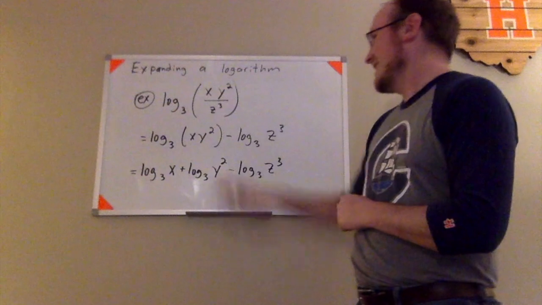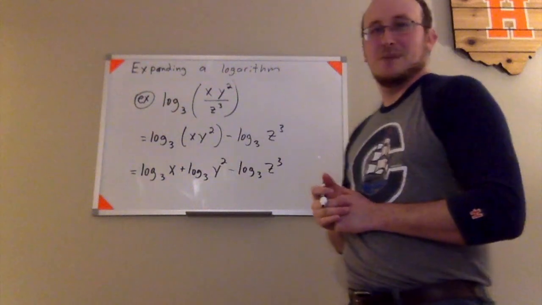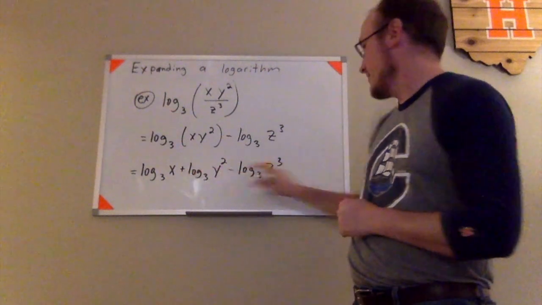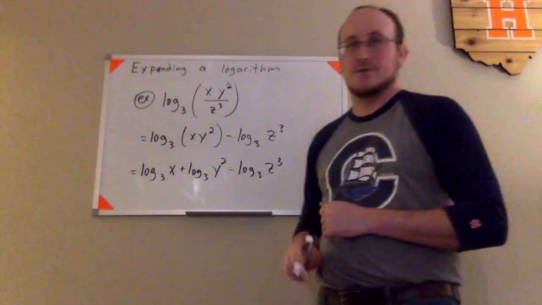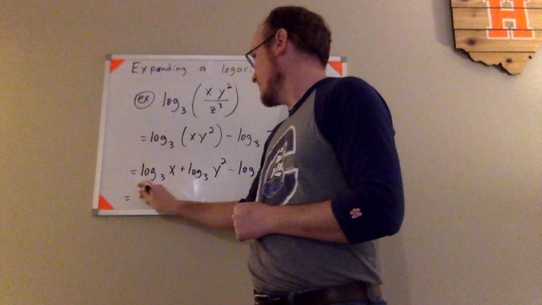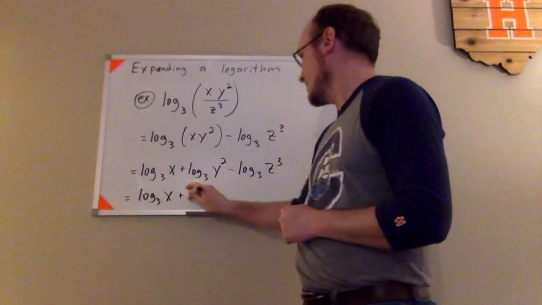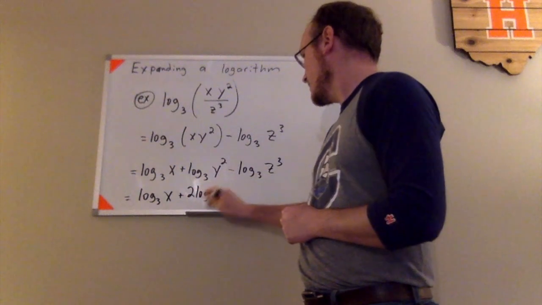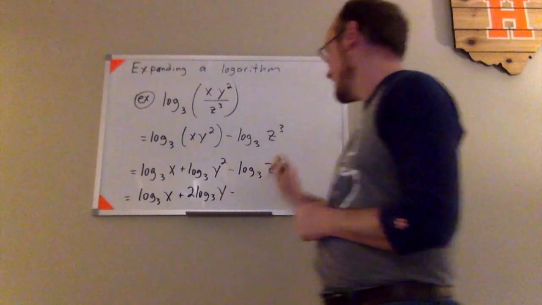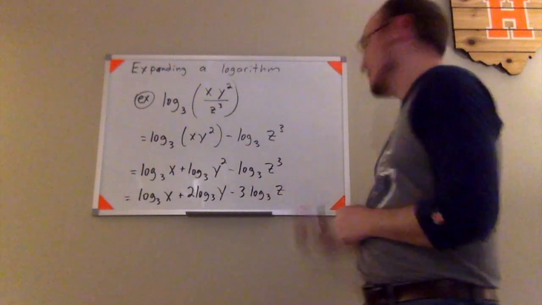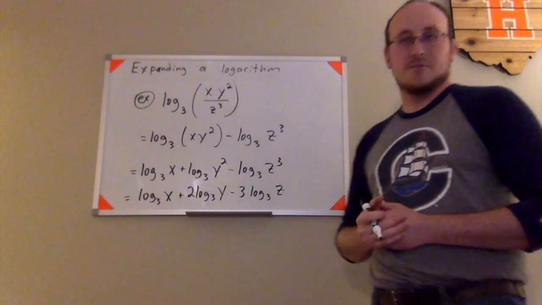Finally, I can go ahead and continue this by using my power property to bring this exponent of 2 down in front of this logarithm and this exponent of 3 down in front of its logarithm. So nothing to do on that first piece. It's still just log base 3 of x plus this becomes 2 log base 3 of y minus this becomes 3 log base 3 of z. And we've expanded that logarithm as far as we can.